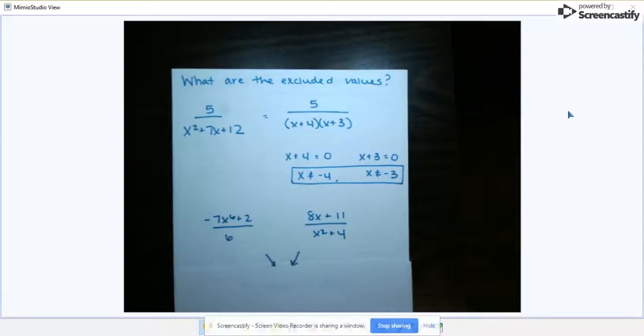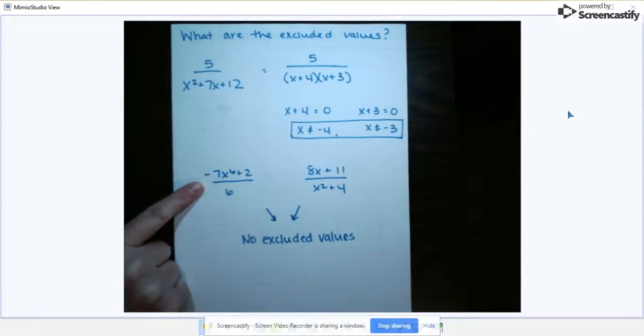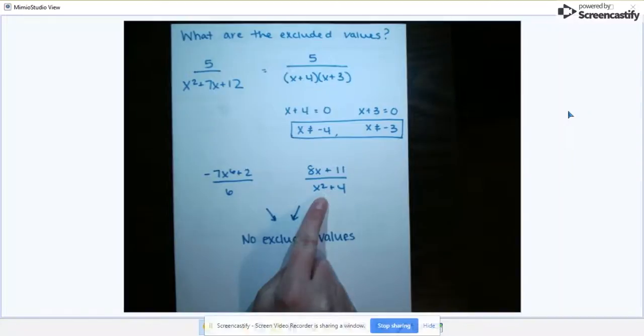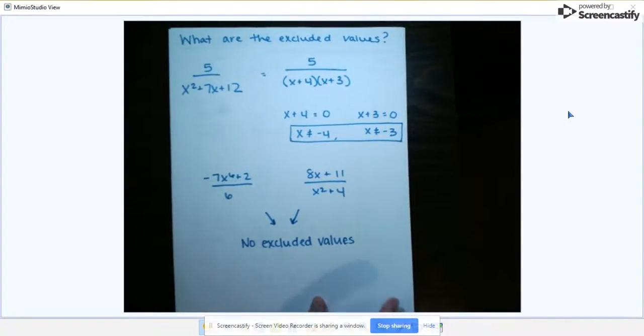Okay, here's a couple others, and neither of these have any excluded values. This one doesn't have an excluded value because our denominator will never be equal to 0. 6 will never equal 0, so we don't need to worry about excluded values here. And this denominator will never be equal to 0 because anytime we square a number, it's guaranteed to be positive, and then we're adding 4 more. So a positive number plus any number will remain positive, so we don't ever have to worry about it equaling 0.